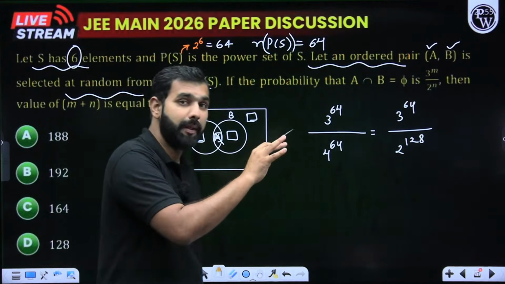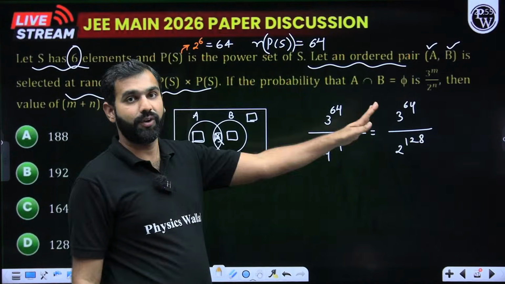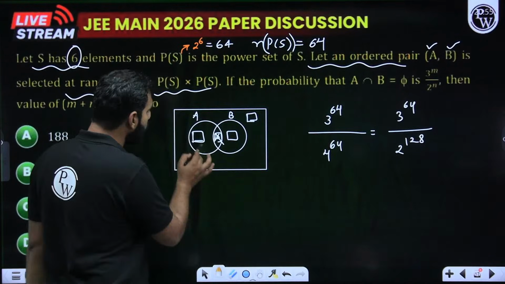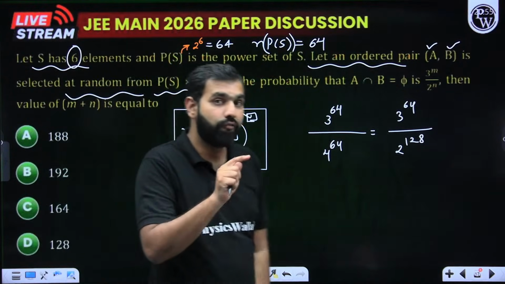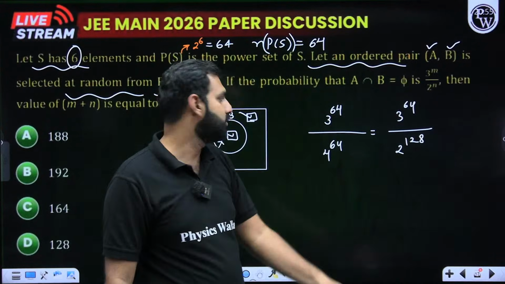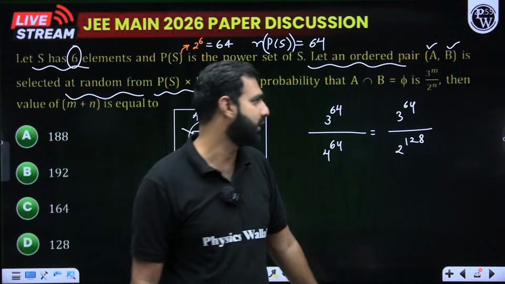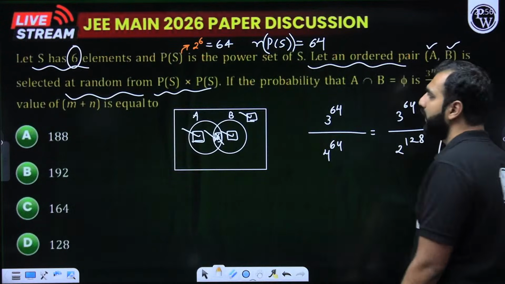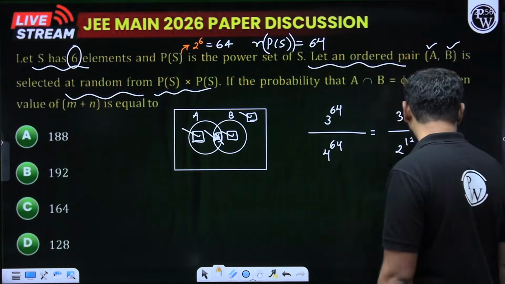If I don't impose any restriction, then for each of those 64 elements, I have 4 choices. That element can go either here or here or here or here. So 4 into 4 into 4, 64 times. So that gives you 4 to the power 64. That is 2 to the power 128. I hope you know how to do that. So with that, I have cracked M and N, and M plus N is not a difficult task for you at all. So I am done with my part.